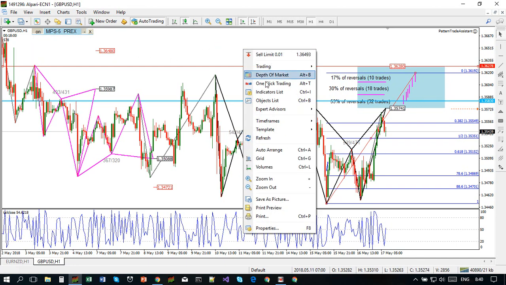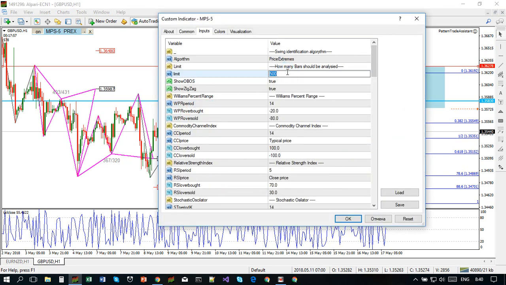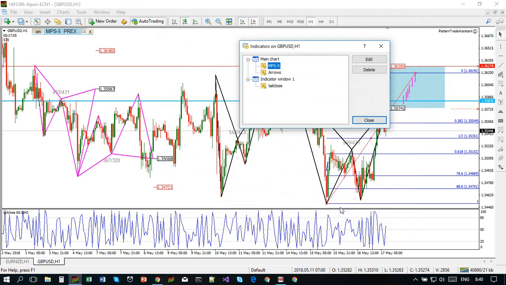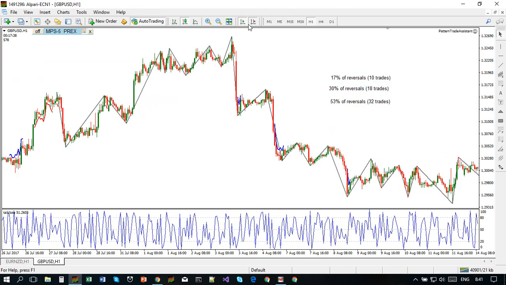I only need to go to settings, and I only need to type -1 here, and MPS Pro will draw all the patterns on the history of the chart according to the algorithm, according to the type of patterns that I set in my settings. So this control panel helps me to switch it fast and not to go into settings all the time. Let's go this way. You see it?